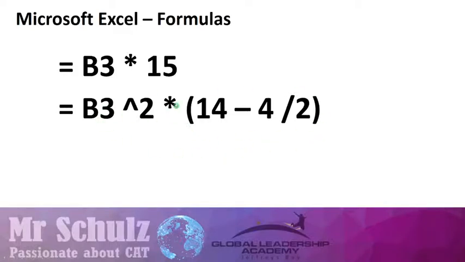So in this case, we would first do the 4 divided by 2, which is 2. 14 minus 2 is 12. That's our bracket. Here we have the power of, so we would first calculate, let's say the value in B3 is 2, 2 to the power of 2 is 4. 4 times 12 is 48. So our result in this would be 48.